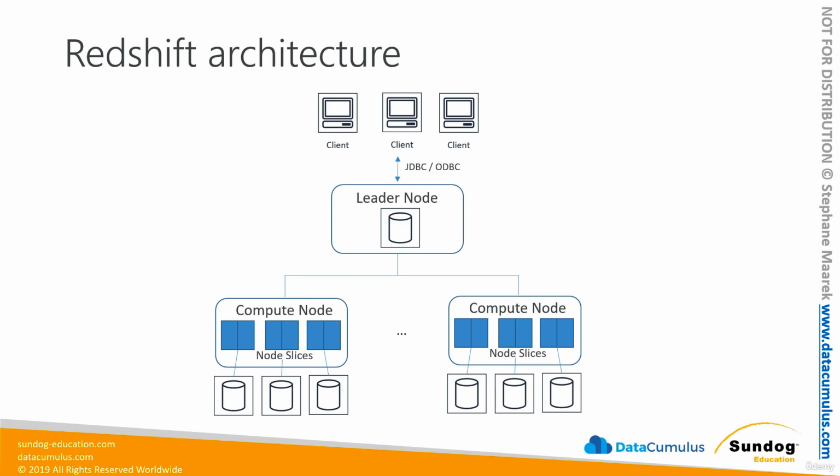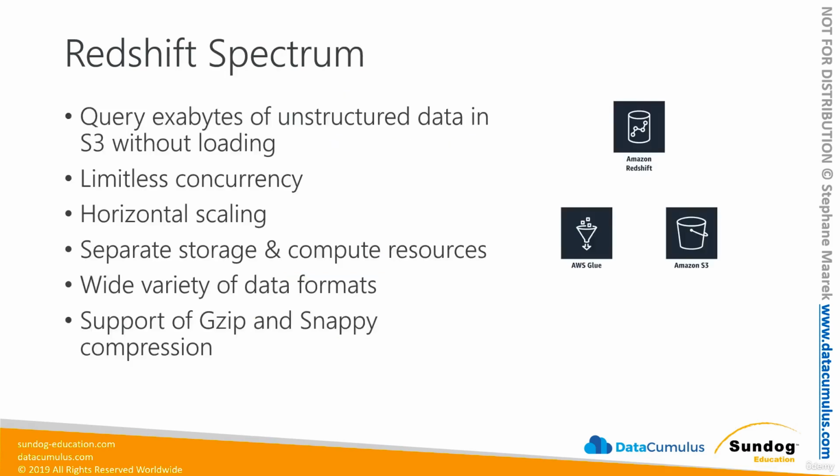All right, that's a lot of depth there, but really you need to know it. So a cluster consists of a leader node and one or many compute nodes. A compute node can be dense storage or dense compute, and that compute node in turn consists of node slices that process chunks of the data being given to it. Next, let's dive into Redshift Spectrum.